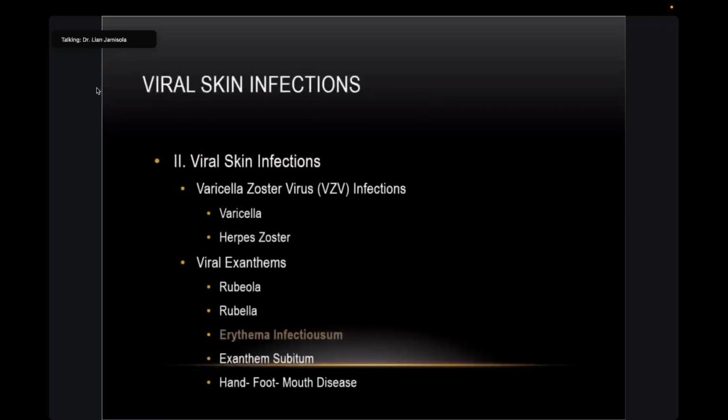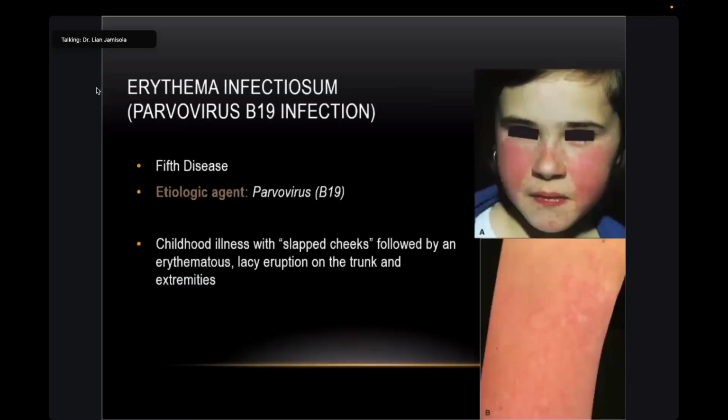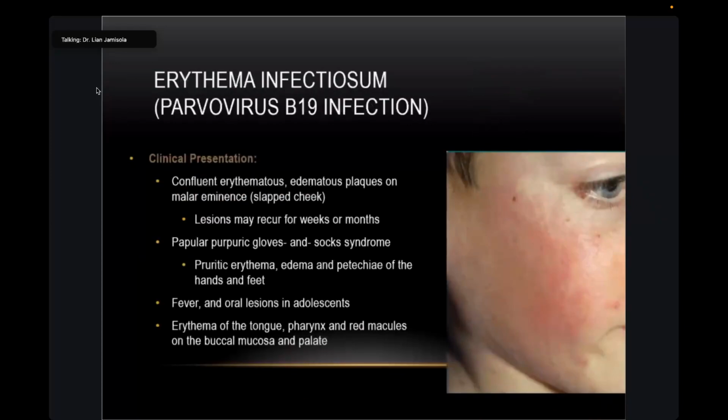Next is erythema infectiosum, or the fifth disease, caused by parvovirus B19. It's also called the slapped cheeks appearance, kasi it's a childhood illness followed by their mukha siyang sinampal, no? Slapped cheeks. So this is an erythematous lacy eruption on the trunk and extremities and the face. There are confluent erythematous edematous plaques on the malar eminence, hence the term slapped cheek, and they may recur for weeks or months.